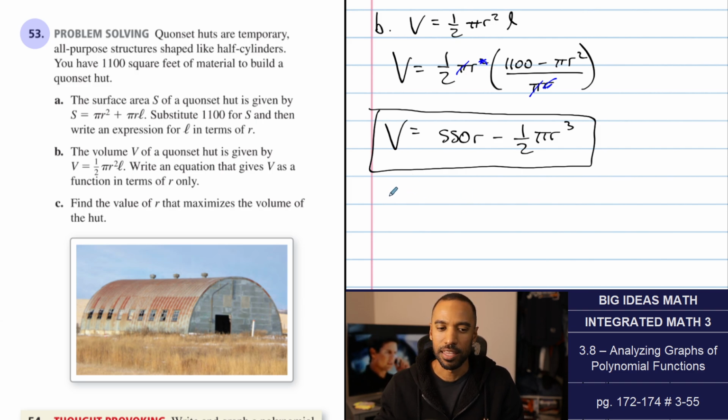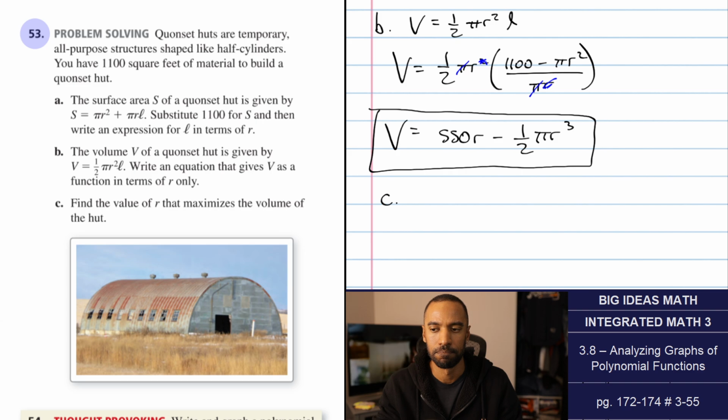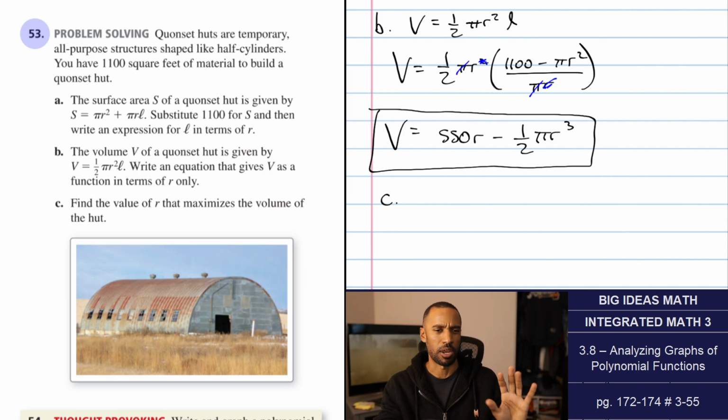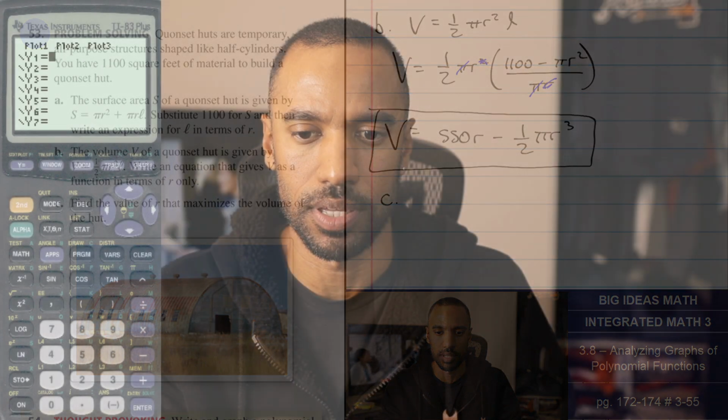Part C, find the value of r that maximizes the volume of the hut. So this will now be our function. We're going to substitute it into there, and I don't know where our limit is. Our limit is 1,100 square feet. Well, 1,100 is already used in our thing. I don't know what our domain range restrictions are just yet. Let's go to the calculator and just see what it's looking like as a graph. 550x minus 1/2 pi times x cubed.